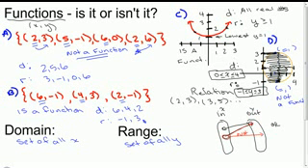Now, this domain and range, and whether something's a function or not, that's going to be an advanced skill for our benchmark. It's not something that you have to master for this benchmark.